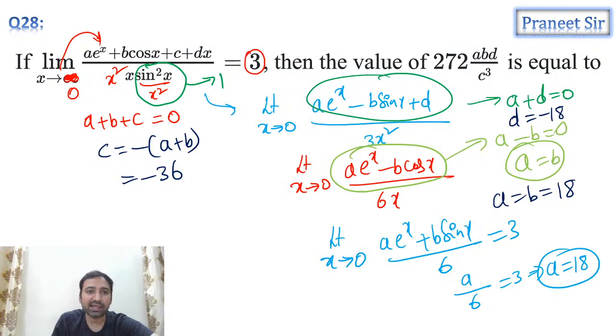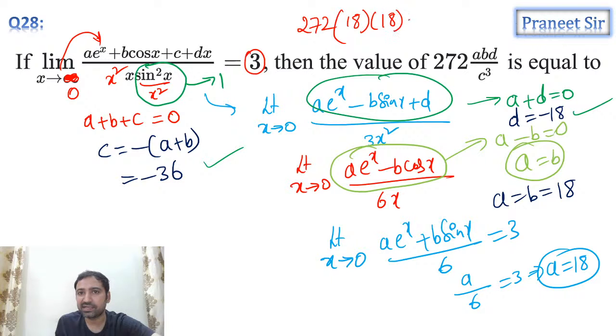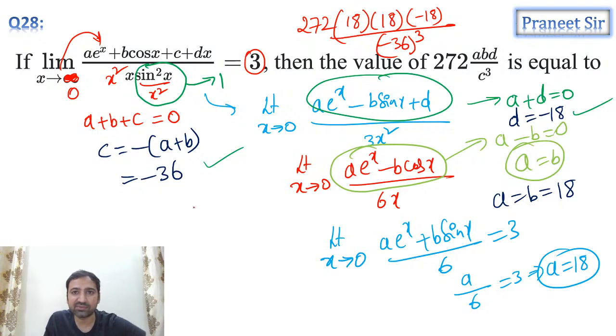Yeah. So now I calculated everything, guys. A value, C value, B value, everything I calculated. Even D value also I calculated. Now substitute all these values here. 272 into A. A is what? A is 18. B is what? B also 18. D is what? D is equals to minus 18. C cube. C is what, guys? C is minus 36 whole cube. Now tell me what is the answer we're getting. 18, 18, 18 cancelled and we're getting 8, guys.